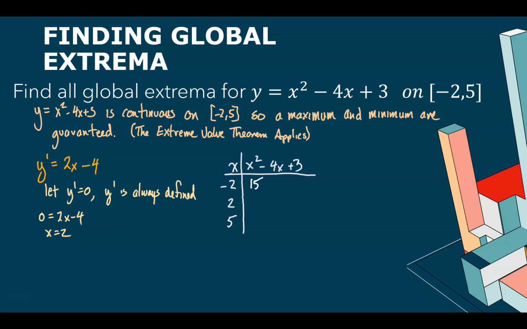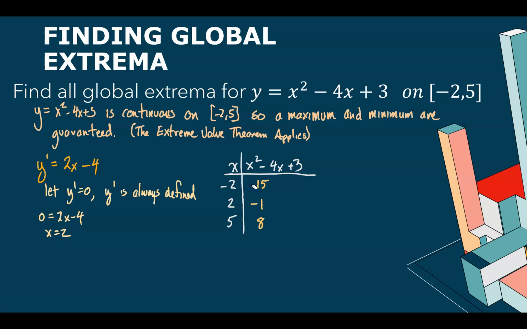Pretty sure that's right. And then for x equals 2, that's going to be 2 squared is 4, minus 4 times 2 is 8, 4 minus 8 is -4, plus 3 is -1. And when x equals 5, 5 squared is 25, minus 20 is 5, plus 3 is 8. Let's see, did I match up? I try to do stuff ahead of time just so I'm ready.